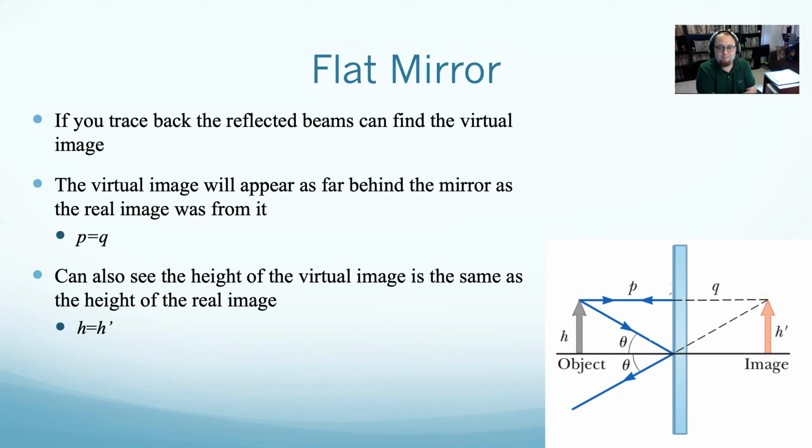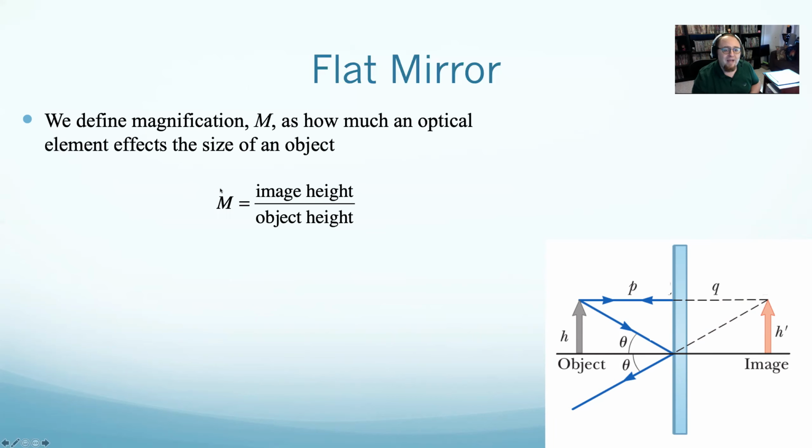Okay. Now we can also talk about magnification. Magnification is not going to come into too much play here for a flat mirror, but I want to introduce it now. Magnification is a way of talking about how much the size of an image changes, where it's just the height of the image divided by the height of the object.